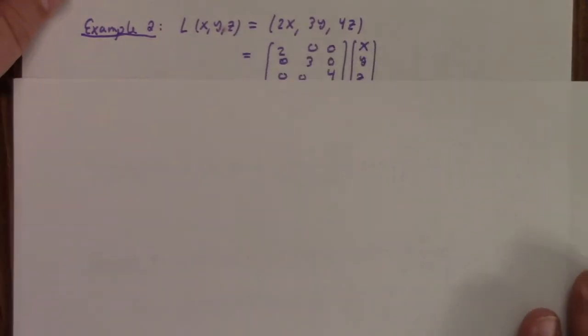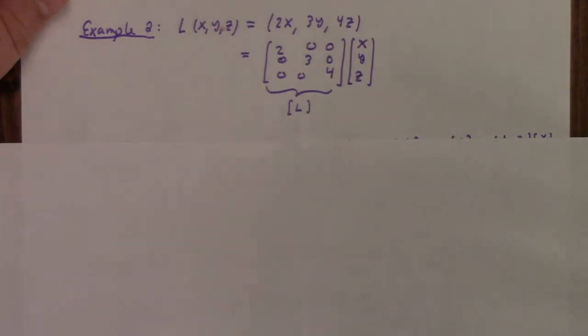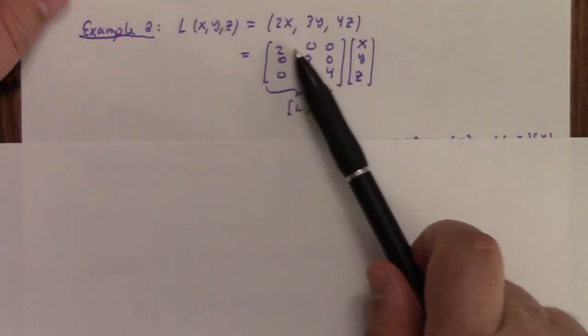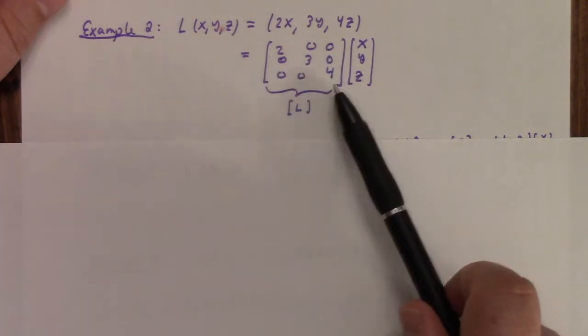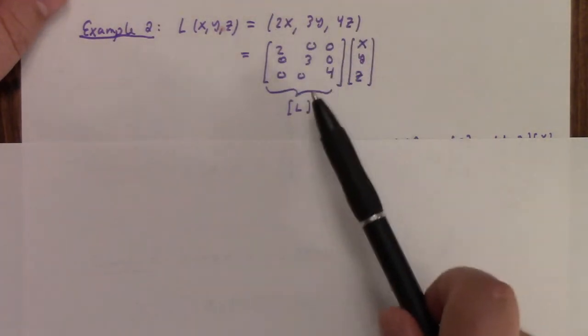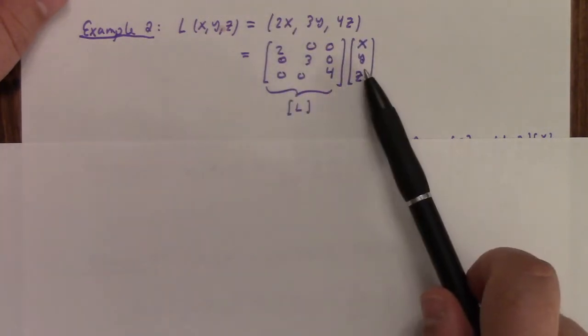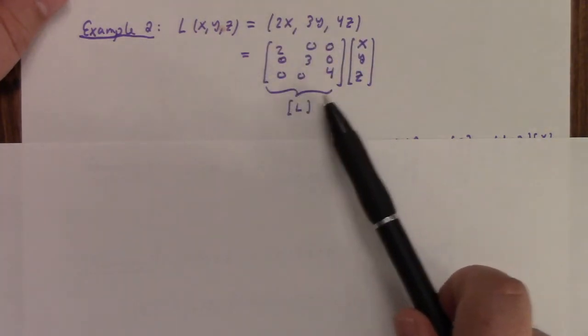Example 2. L of (x, y, z) is (2x, 3y, 4z), which gives us the matrix with rows 2, 0, 0, then 0, 3, 0, then 0, 0, 4, times (x, y, z). So another way you can look at this is just to take it and write it as a matrix times a vector. Whatever matrix you get will be the standard matrix.